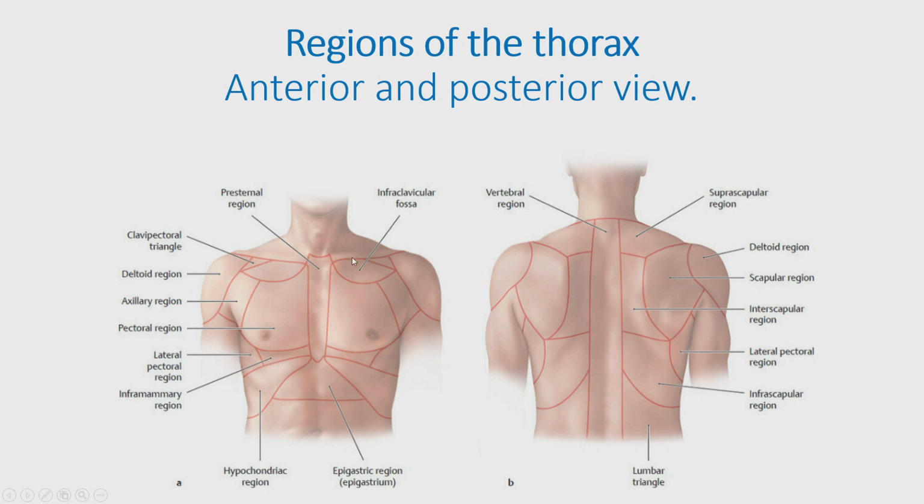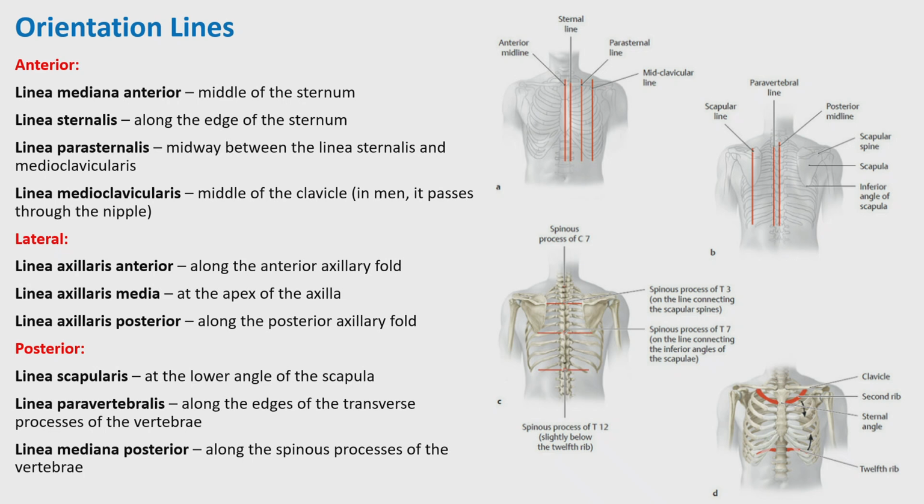So those are the regions from the anterior side. From the posterior side, the region of the back, there are the suprascapular region, the scapular region, the deltoid region, the interscapular region, the lateral pectoral region and the infrascapular region. And here in the midline we have the vertebral region, and below the lumbar region, which belongs to the abdomen or the back region.